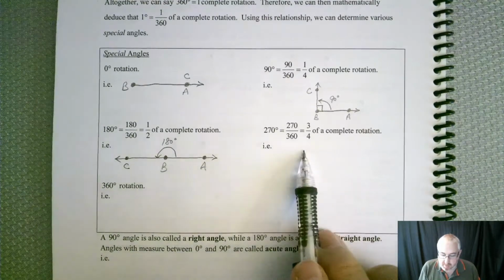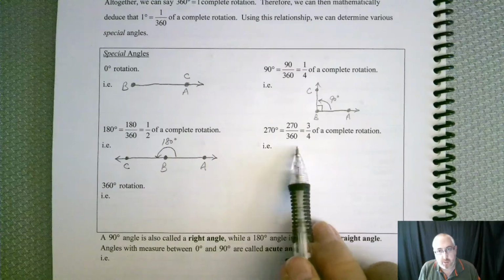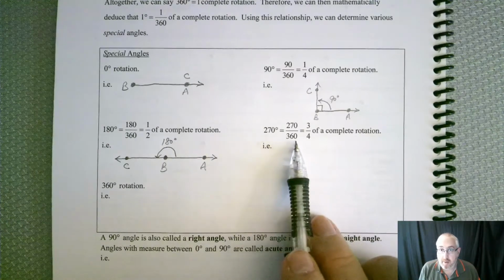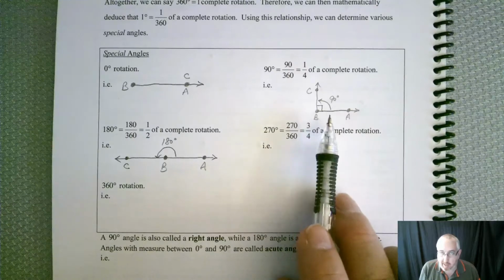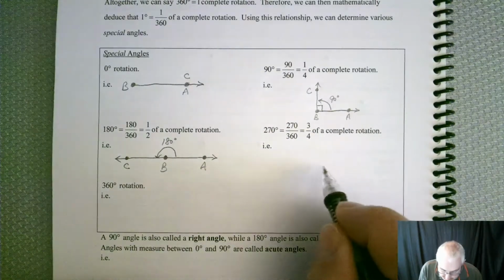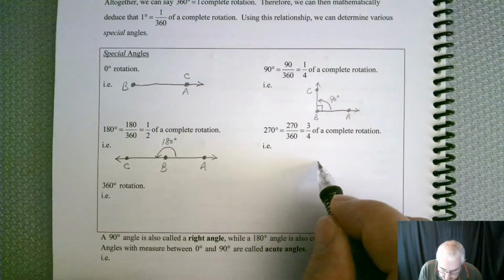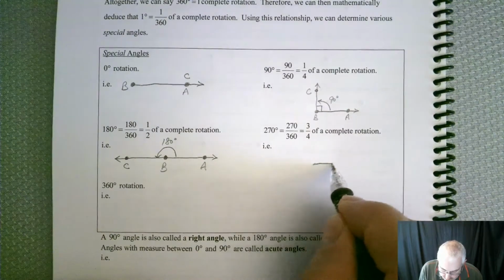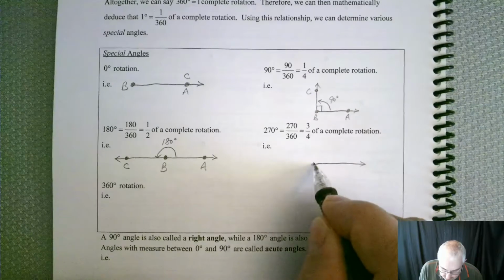Now the next one after that is 3/4 of a rotation. It's 270 degrees. You're probably saying, well, doesn't it look pretty much the same as that? And the answer is yes. Technically speaking, it does look a little bit different, and now let me show you how. So let's first draw our ray BA.